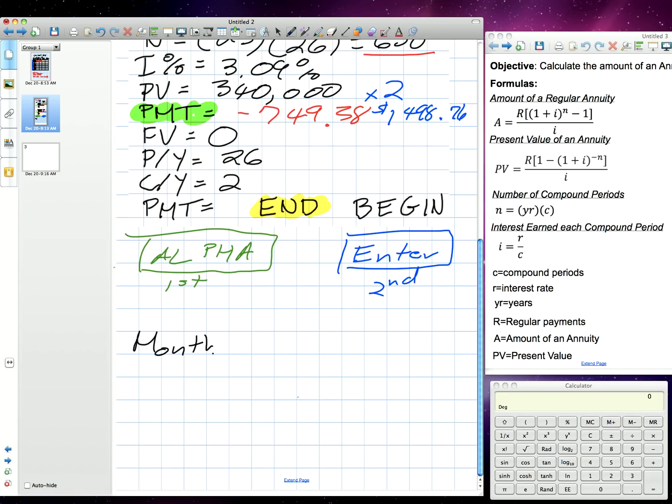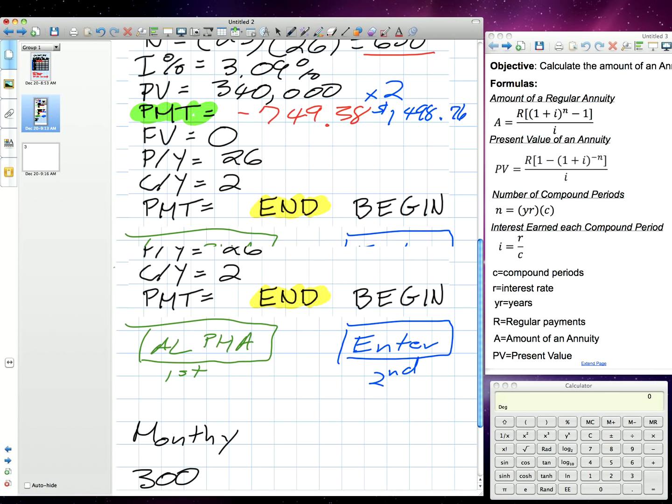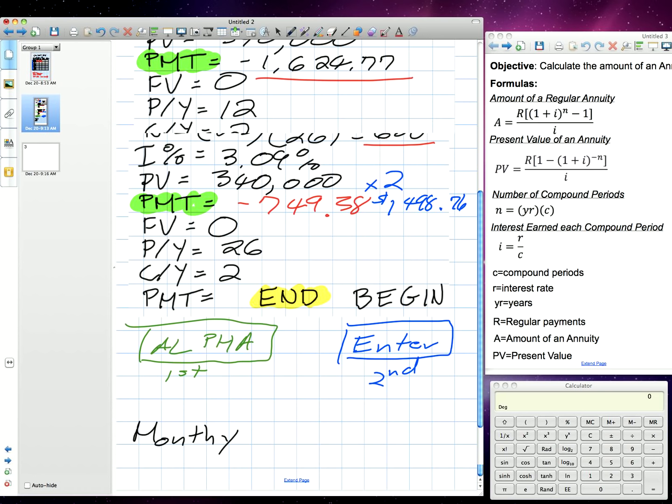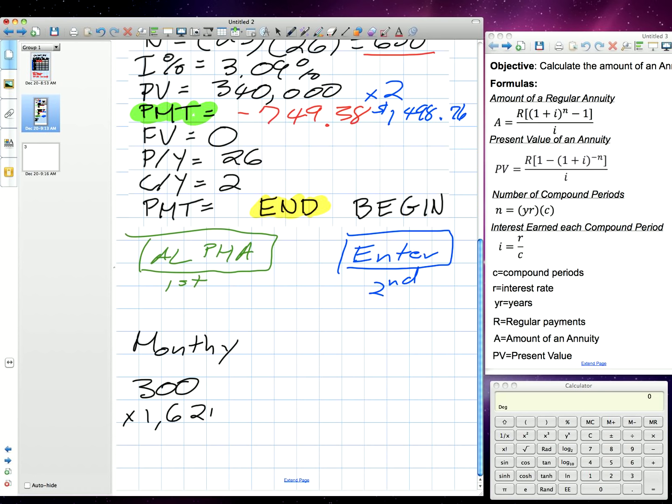For our first set, when we were doing monthly payments, we made 300 payments, and we were paying $1,624.77. When I was doing biweekly payments, I made 650 payments. Okay?